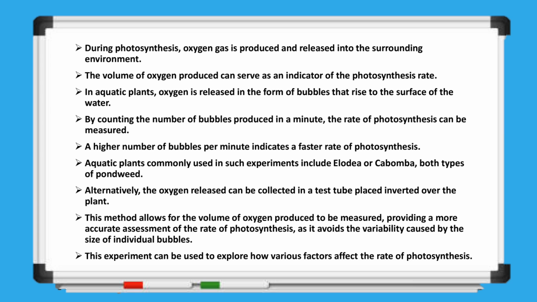But what if we want a more accurate result? Well, there's another way. Instead of counting bubbles, we can place an inverted test tube over the plant and collect the oxygen gas directly. This way, we measure the actual volume of gas, which is more reliable because bubble sizes can vary. Using this setup, we can test how different factors, like light intensity, temperature, or the amount of carbon dioxide, affect the rate of photosynthesis. It's a great way to connect what we've learned in theory with real, observable results.